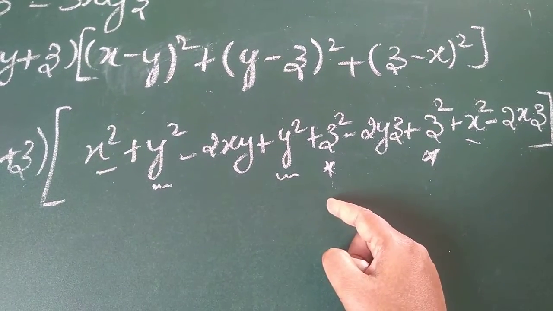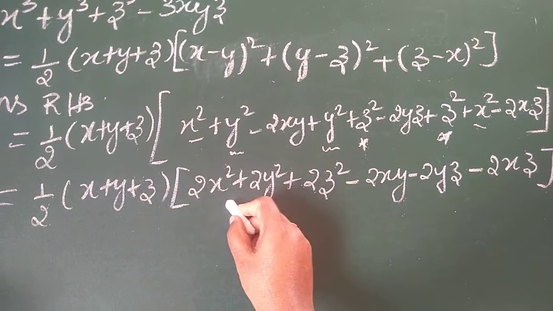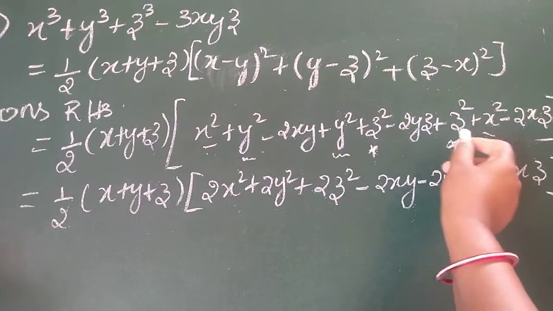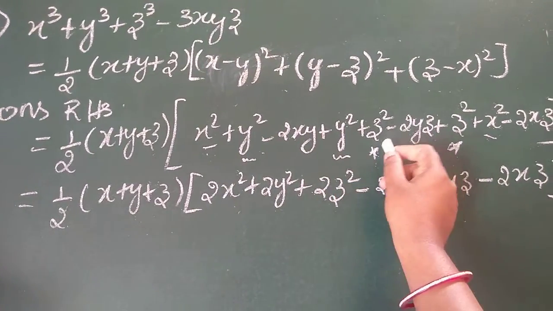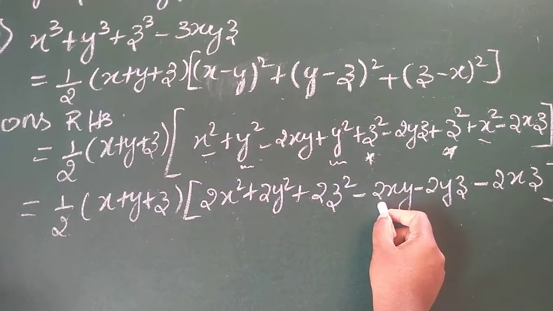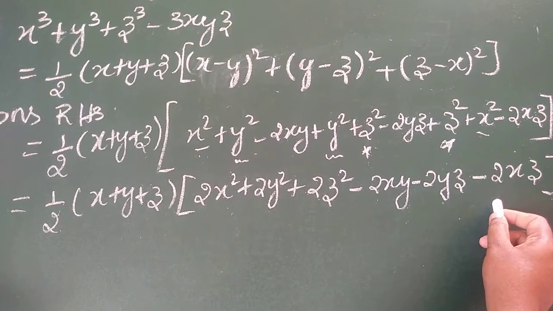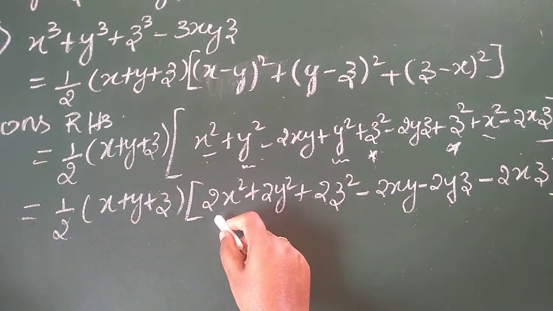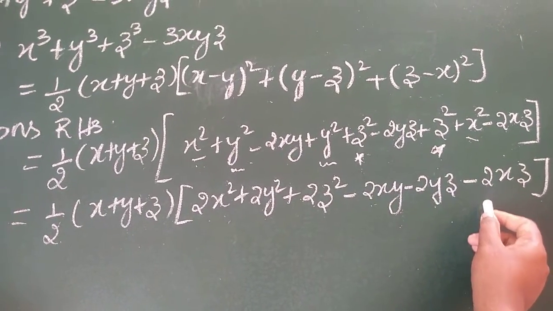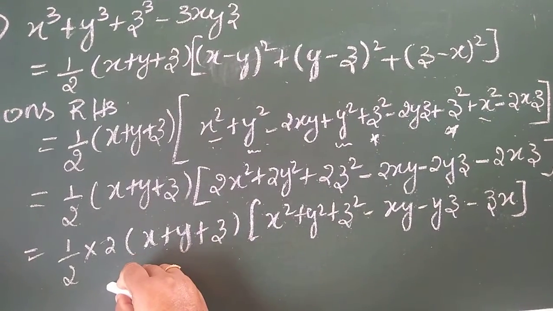Okay, in my next step I am going to write that. So I have added x square and x square to get 2x square, and I have written here y square added, and z square added. The remaining terms: minus 2xy minus 2yz minus 2zx. Now can you find something here? 2 is common in all the terms, hence I take out 2 common.